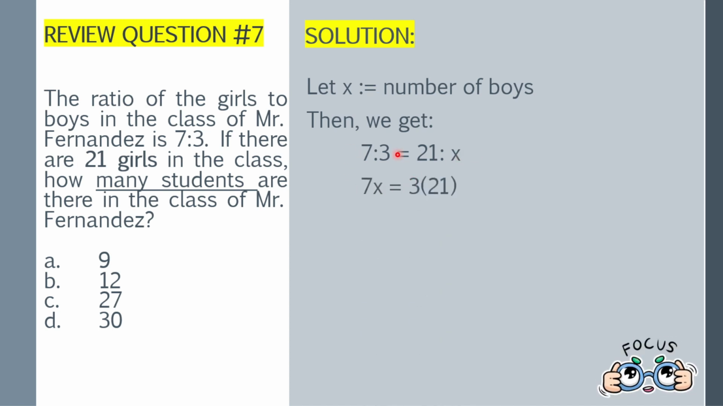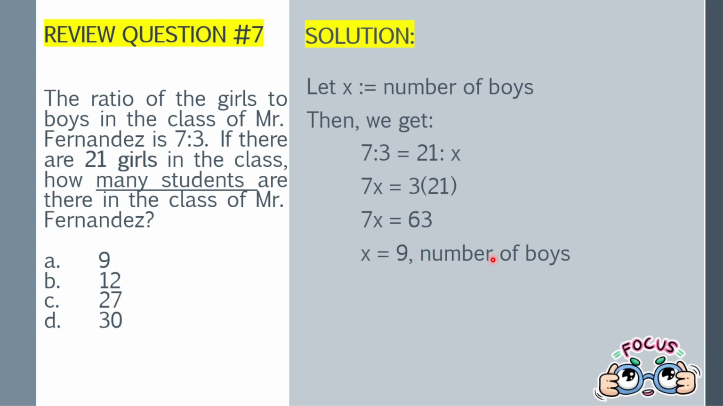A times D, or 7 times X is equal to 3 times 21. Okay, that's the product of the means is equal to the product of the extremes. The ones inside, when you multiply them, are equal to the product of the ones outside. This 7 times X. Okay, so solving for X, we get 7X equals 63. And dividing by 7 on both sides, X is equal to 9, which is the number of boys.